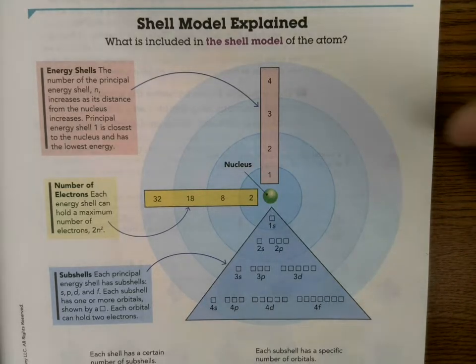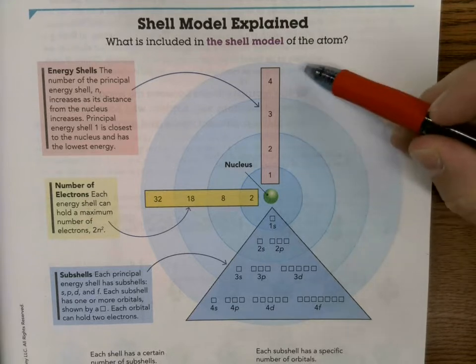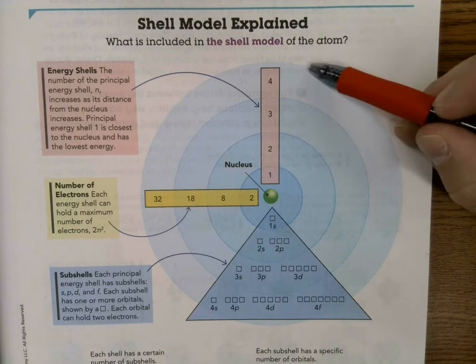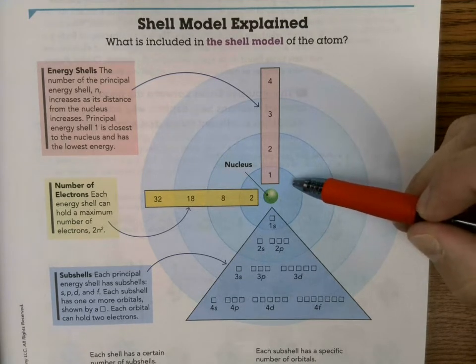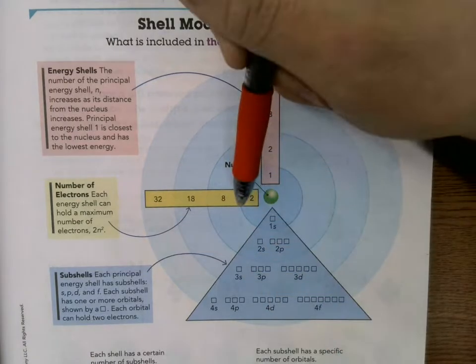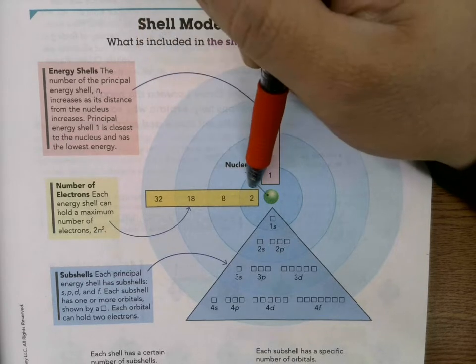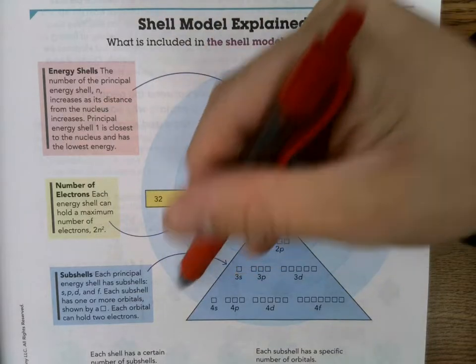All right? Just like the Bohr model, we have energy levels, but we call them shells. So we have energy shell 1, 2, 3, and 4. And the farther you go out, the higher the energy. So the lowest energy levels are down here. Okay? Now, the number of electrons you can fit in each of these shells is 2, 8, 18, and 32. All right? And I'll explain to you how they organize themselves in subshells in a moment.